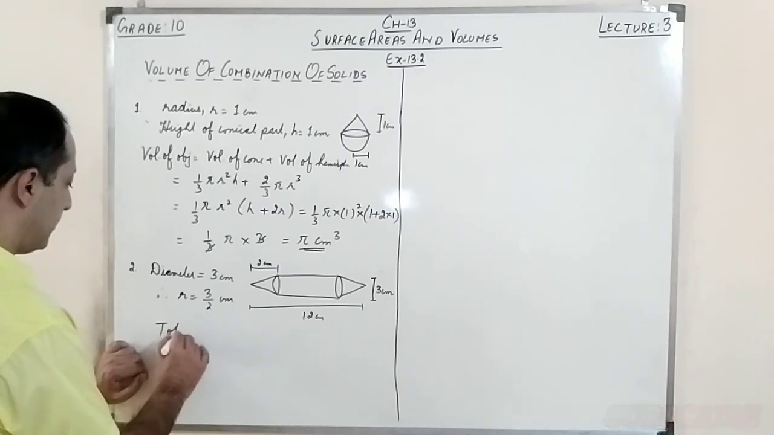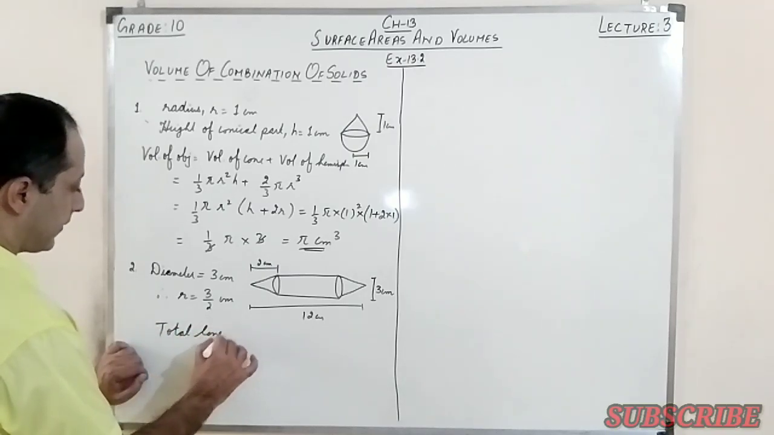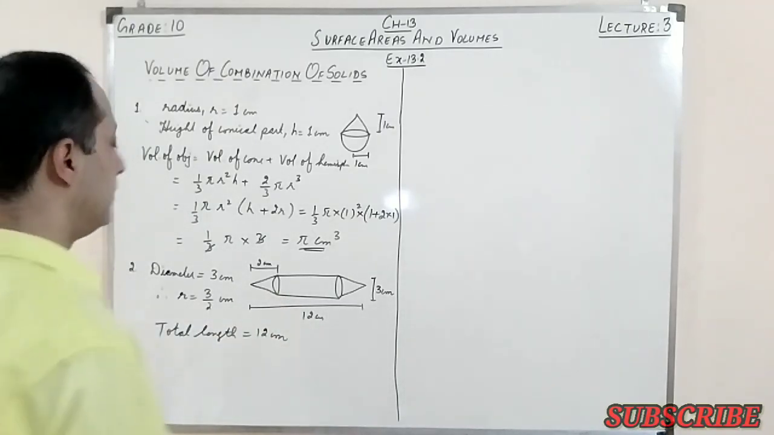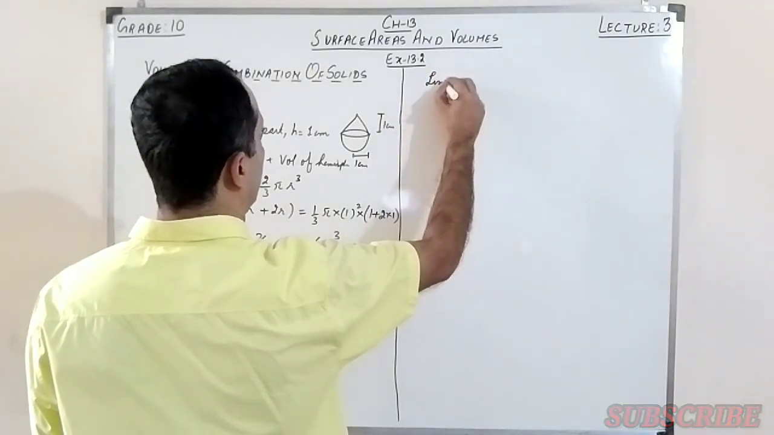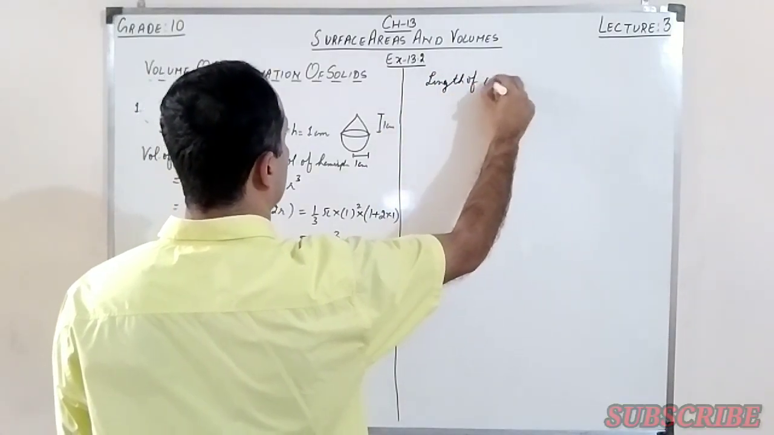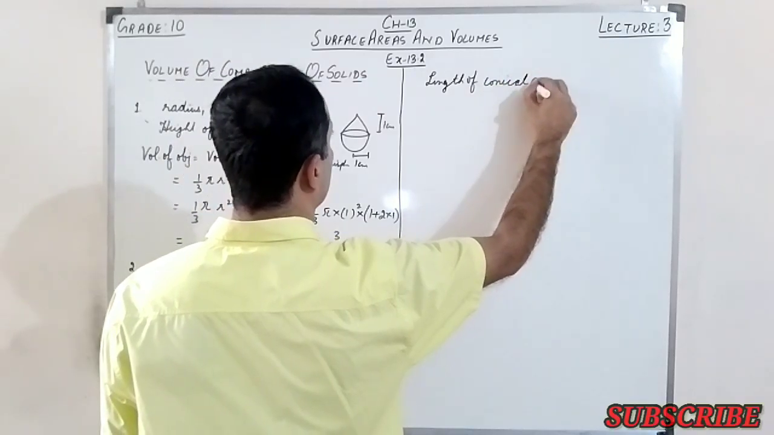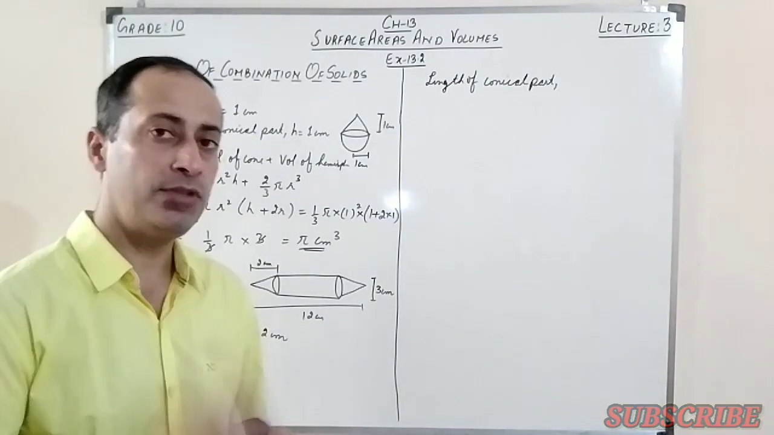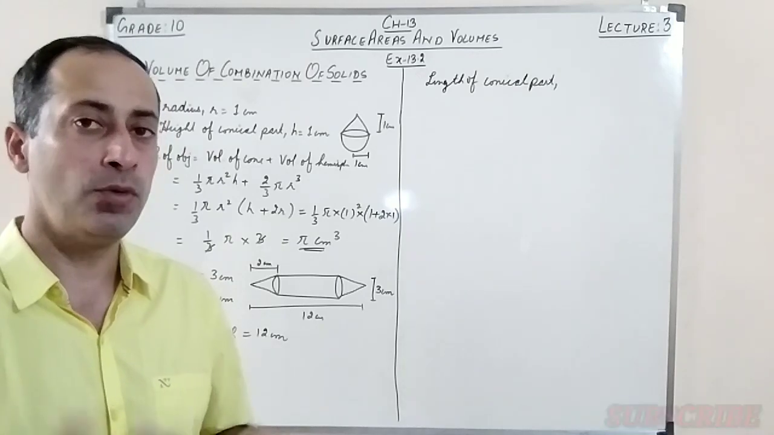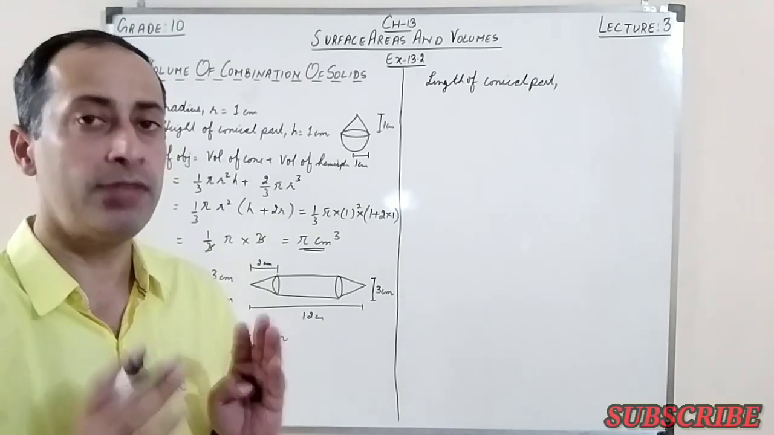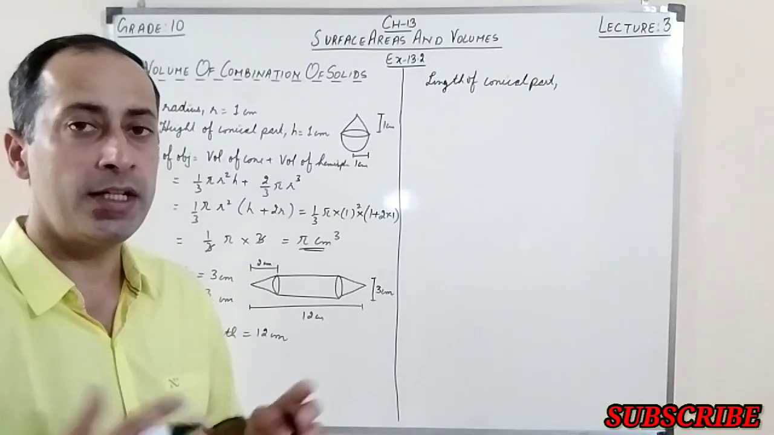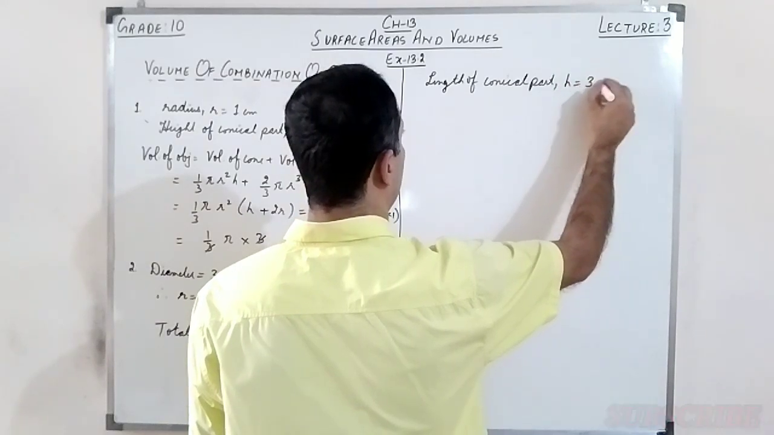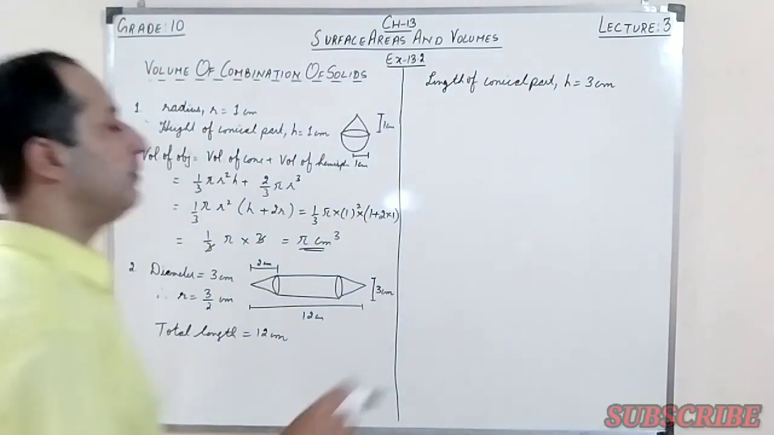Now the total length is given as 12 centimeter, and the length of the conical part. Now you have to be very careful in this question. You have cone, you have cylinder, both have heights, but the value of height in both the cases is different. So we have to use different symbols here. But radius is the same, so we are taking the same symbol for both. So length of the conical part, we take small h for it. This is given as 2 centimeter.